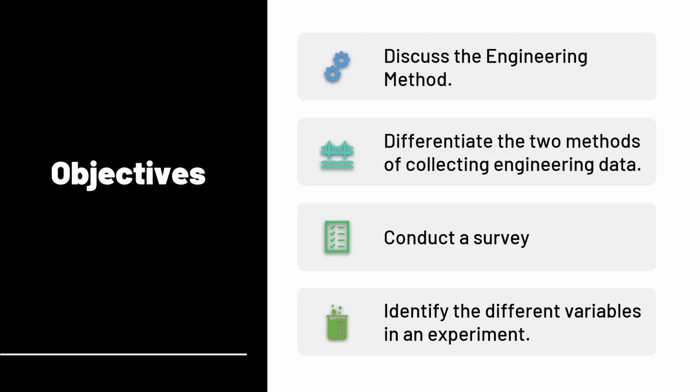You should be able to discuss the engineering method. Number two, you should be able to differentiate the two methods of collecting engineering data. Number three, you should be able to know how to conduct a survey. And lastly, you should be able to identify the different variables in an experiment. To begin with, let us first talk about what is an engineer.